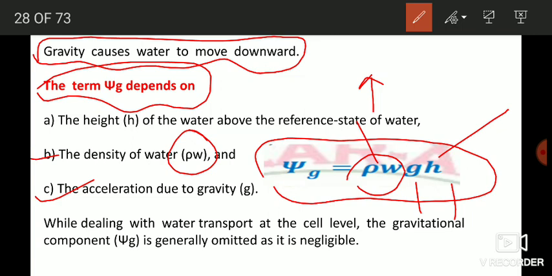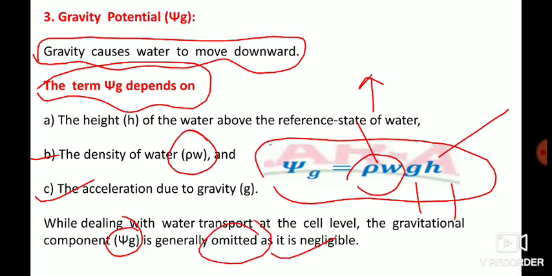While dealing with water transport in the cell, while you are calculating the water potential at the cellular level, the gravitational potential or psi g is generally omitted as it is negligible. Since the value of psi g is negligible in plant cells, when you are calculating the water potential at the cellular level, it is omitted in the equations.